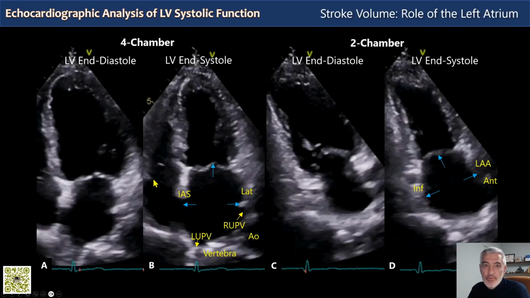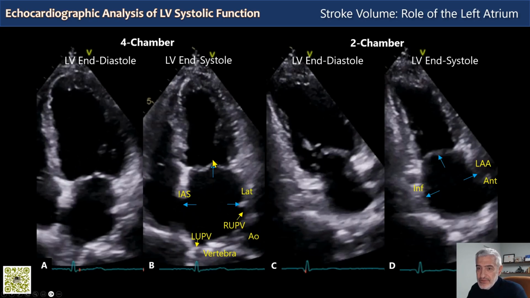We have seen in a previous slide that the left atrium expands during ventricular systole when receiving venous flow from the lungs, and by expanding displaces anteriorly the aortic root. Let's consider now the relation between left atrial filling, the left atrial reservoir phase during ventricular systole, and left ventricular stroke volume. Let's look first at the filling of the left atrium.